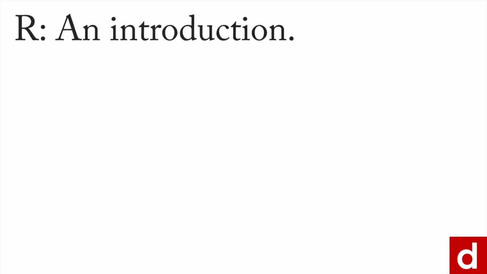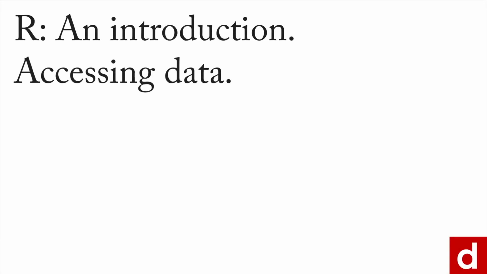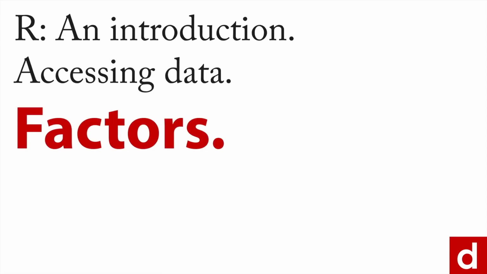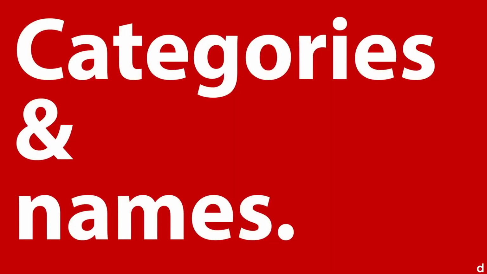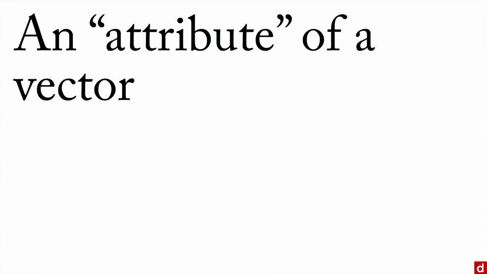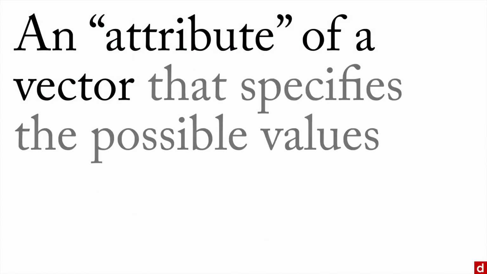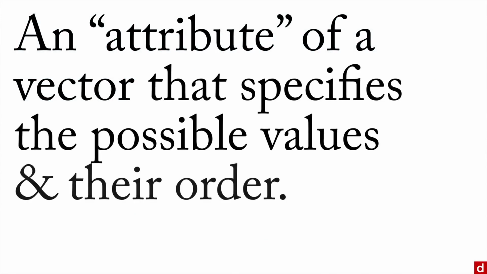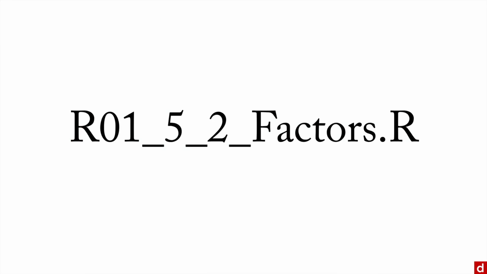To continue our introduction and accessing data, we want to talk about factors. Depending on the kind of work that you do, this may be a really important topic. Factors have to do with categories and names of those categories. Specifically, a factor is an attribute of a vector that specifies the possible values and their order. It's going to be a lot easier to see if we just try it in R, and let me demonstrate some of the variations.